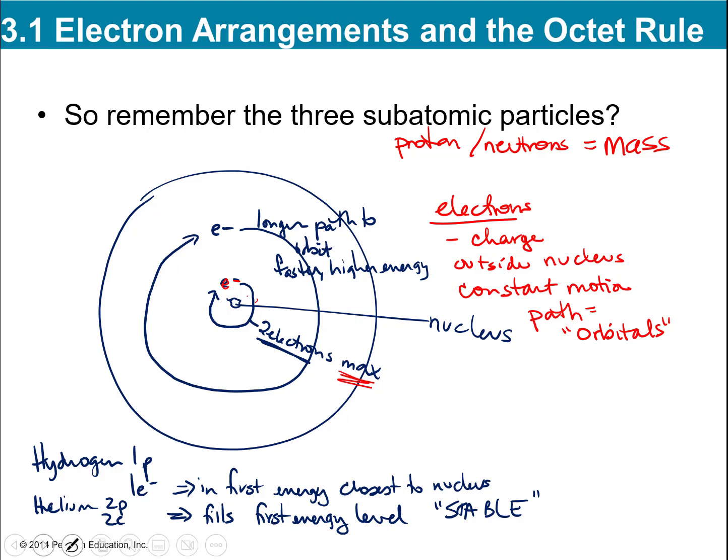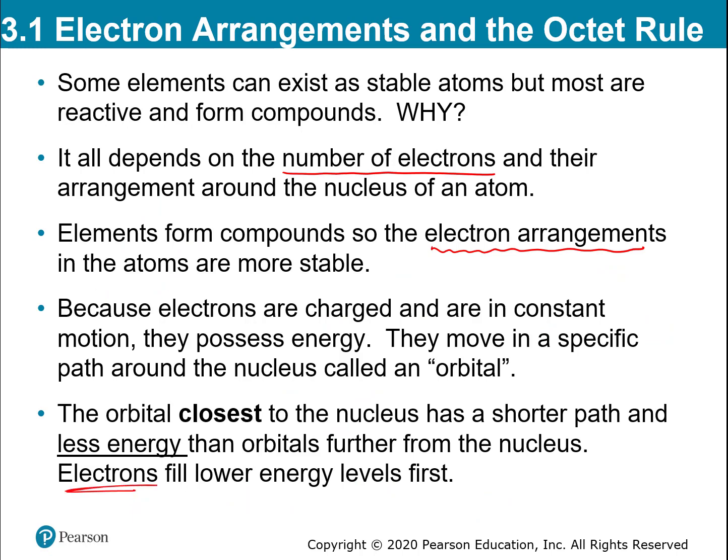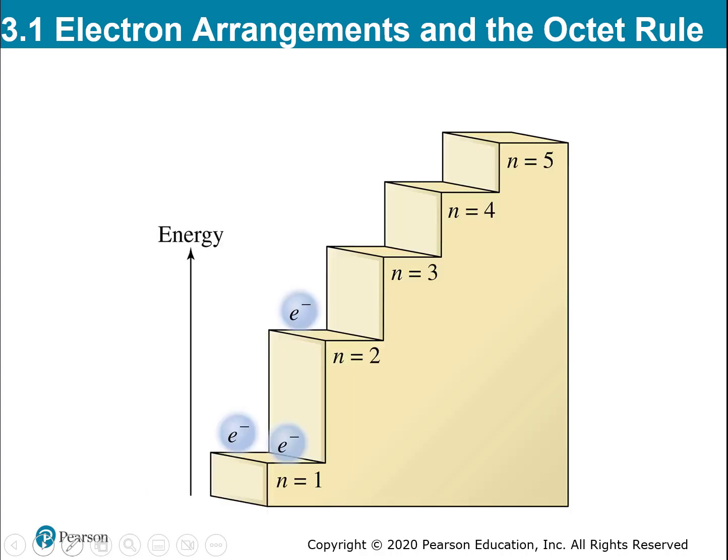And so the rule of thumb is electrons always fill the lowest energy levels first, because like anything else, wouldn't you rather have the lower energy? Doesn't that sound easier? You're not going to have to work as hard to make your little path. So the lower energy levels always get filled first. You can think of them looking almost like a little staircase.